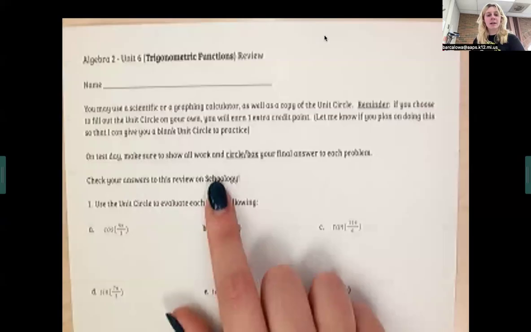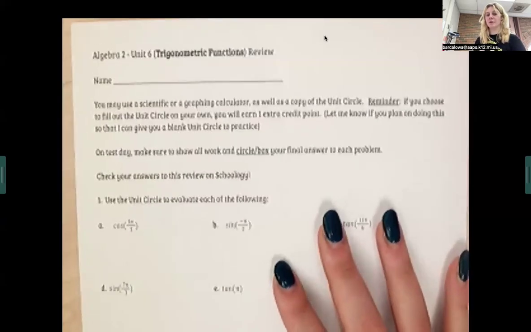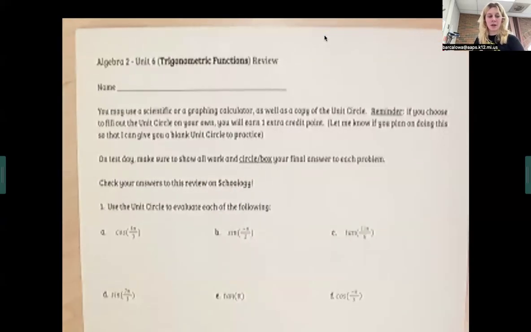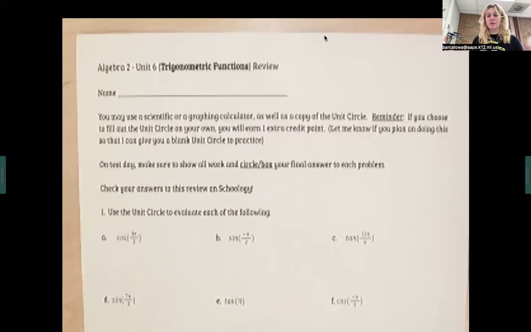Okay, I know the quality is not the best, but you should have received this packet from your Algebra 2 teacher. You also need your unit circle. Get your unit circle out next to you while you're doing this review. Try all these problems on your own first, leave blank what you don't know, then come back and watch the video.